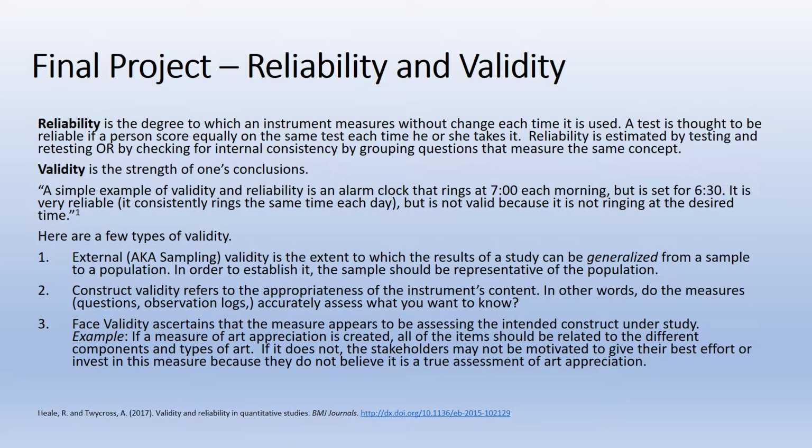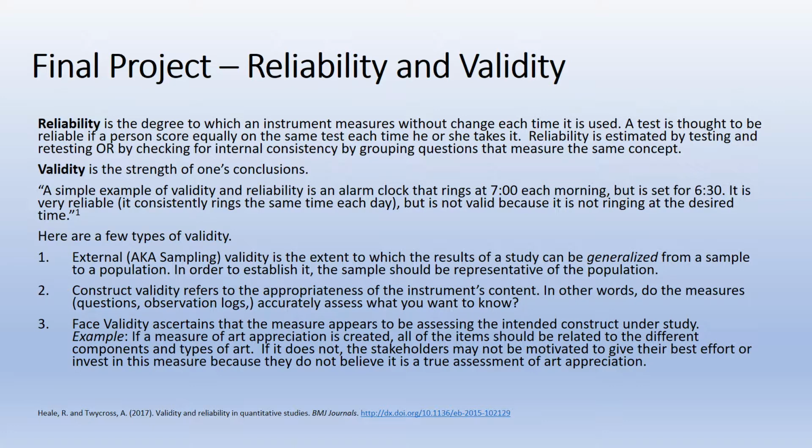Reliability and validity. What is reliability? Reliability is the degree to which an instrument measures without change each time it is used. A test is thought to be reliable if a person scores equally on the same test each time he or she takes it. Reliability is estimated by testing and retesting, or by checking for internal consistency by grouping questions that measure the same concept.